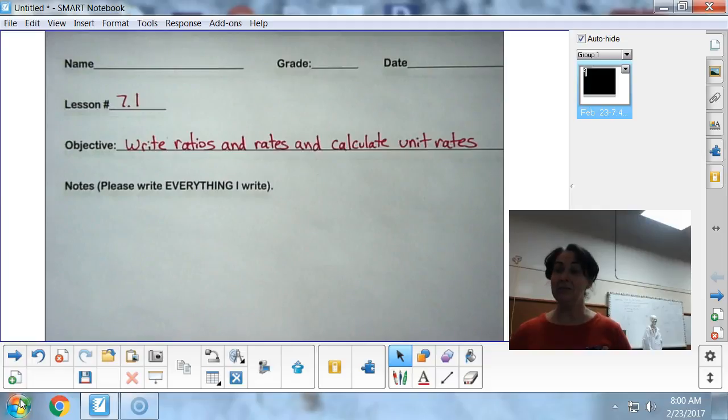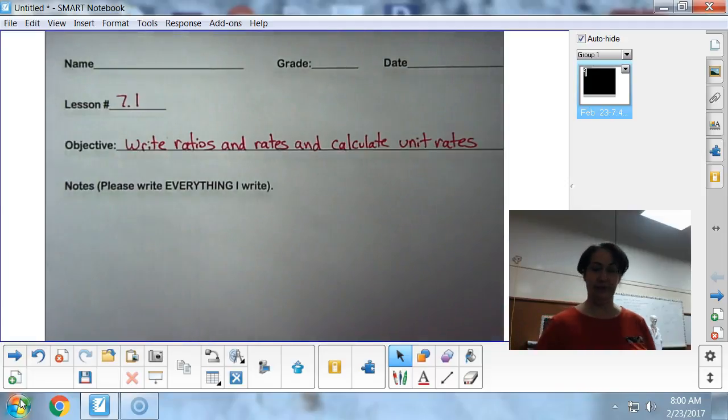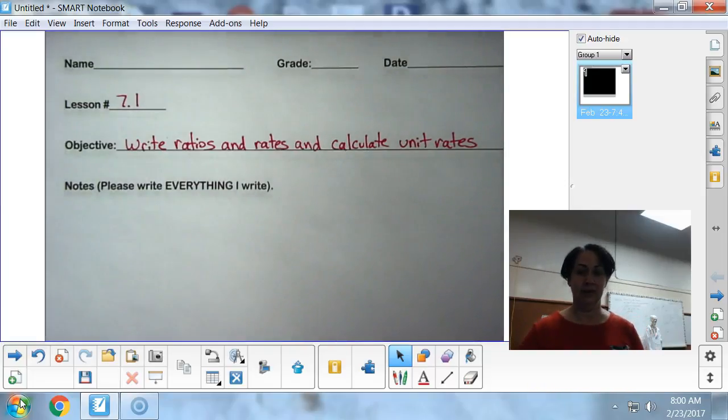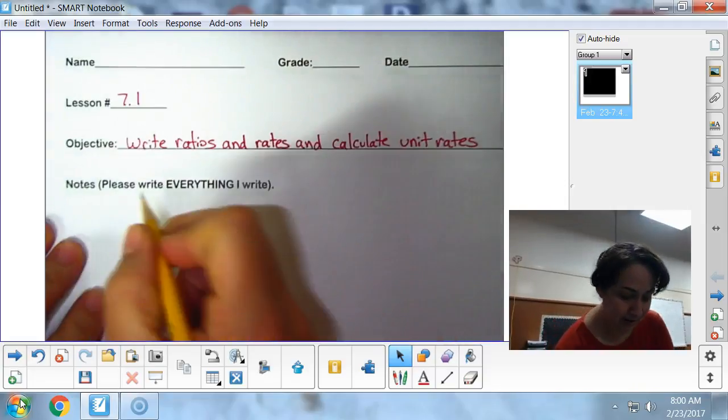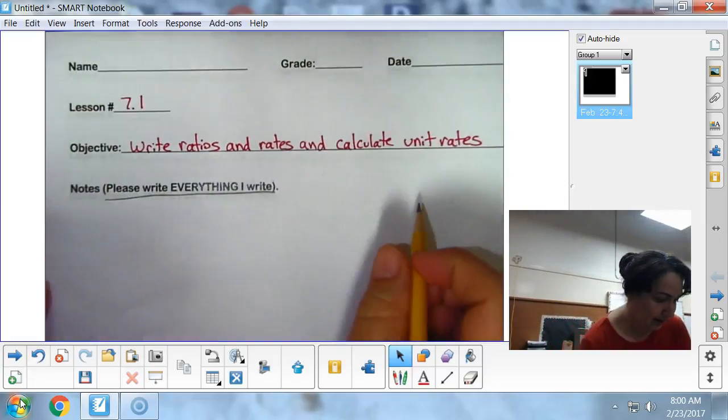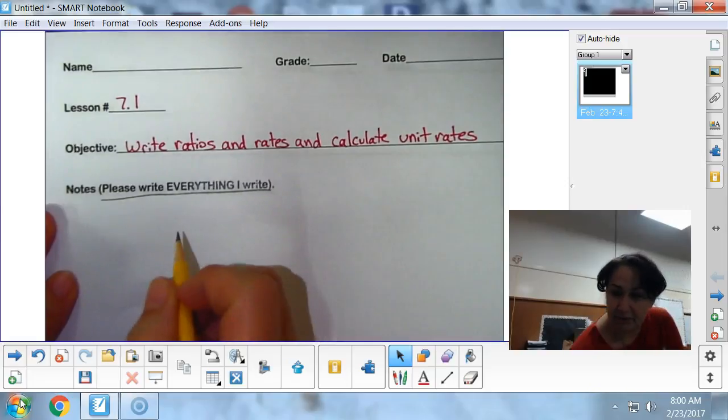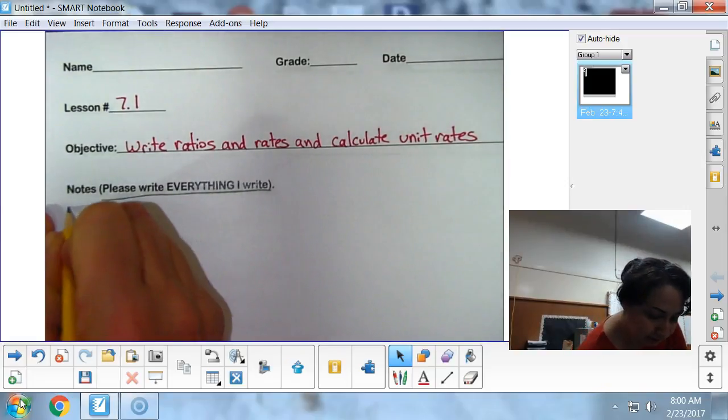We have a lot to do, but I think when you practice it, you won't find it that challenging. Maybe at first, but like I said, after we practice it a little, it'll get easier. So please write down everything that I write. We're going to write ratios today, so we need to know what a ratio is.